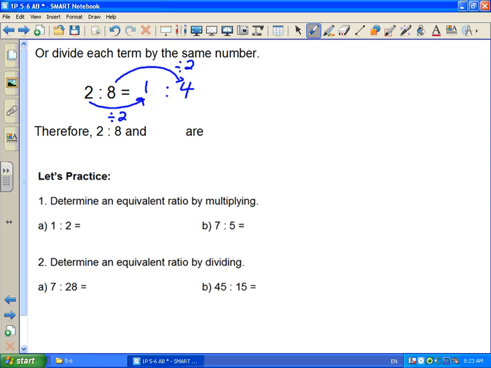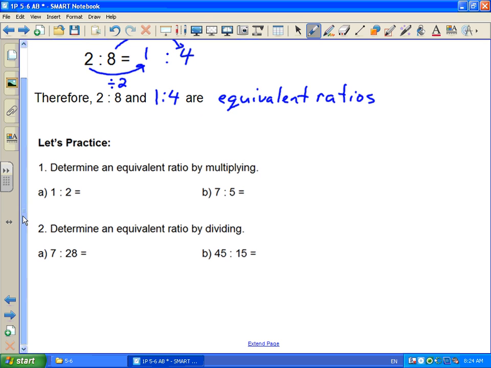Therefore, 2 to 8 and 1 to 4 are equivalent ratios. Okay. So let's practice here. Determine an equivalent ratio by multiplying. Well, let's see. I can multiply each of these things by 2. So I'll multiply my 1 by 2 and my 2 by 2, and I'll get the equivalent ratio 2 to 4.